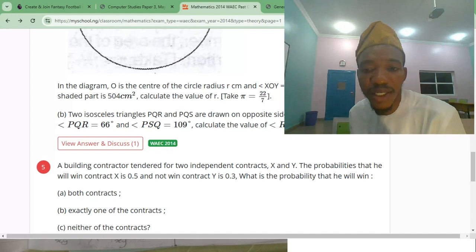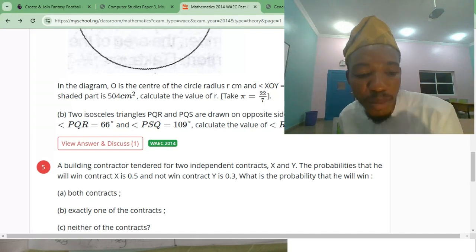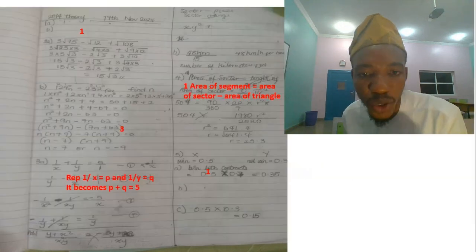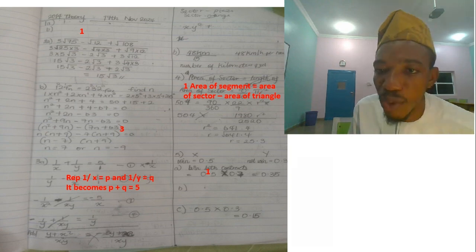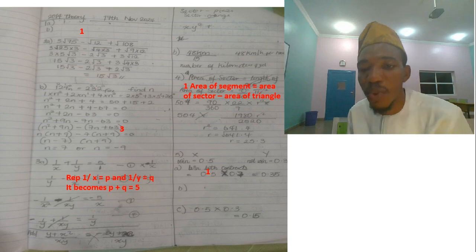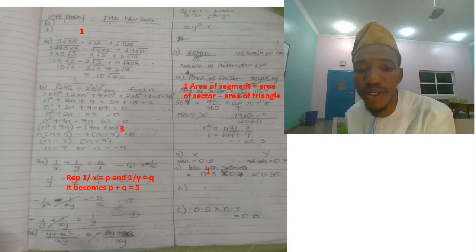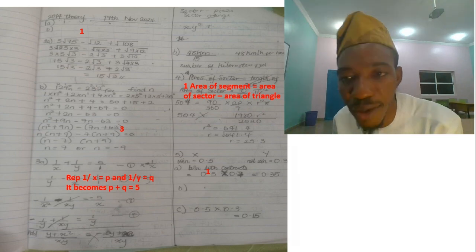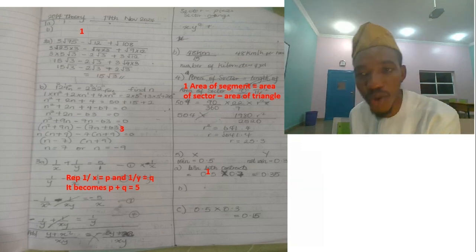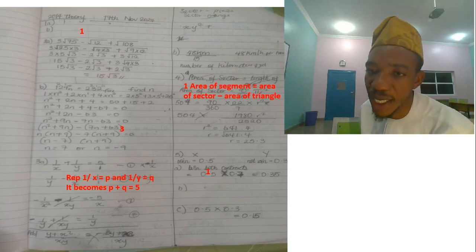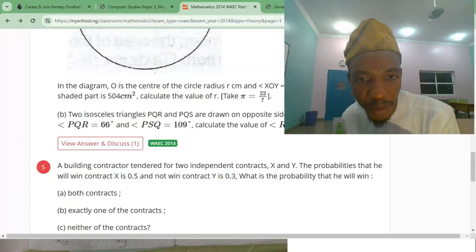So they now said, what will be the probability that I will win both contracts? So let's see, you got that correctly. To win both contracts, that will be the probability that you will win X and the probability that I will win Y. So that is multiplication. You did this correctly, and that is 0.5 multiplied by 0.7. You are correct. But the other part, I saw that you were struggling.